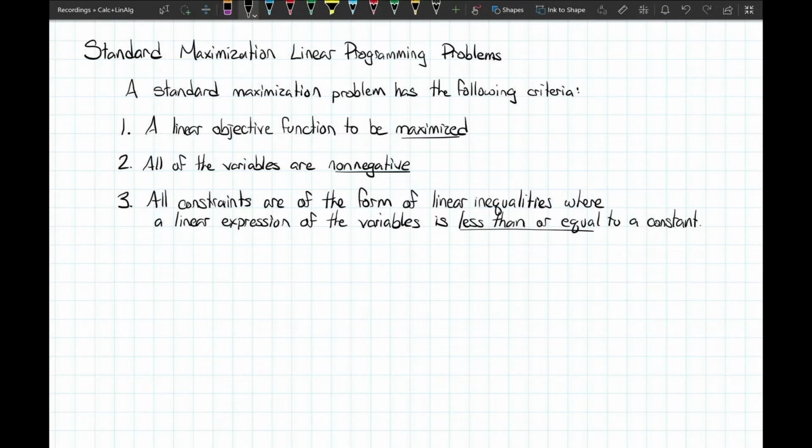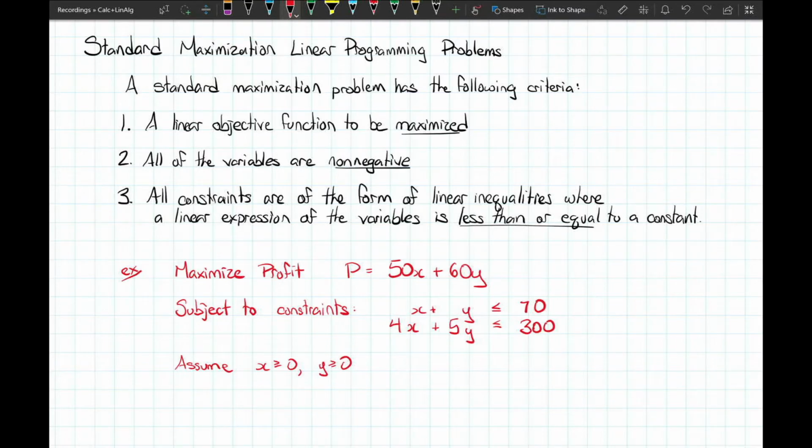Let's just see an example. In this example, let's suppose we wish to maximize profit. Let's suppose that for each x, we get 50 units of profit, and for each y, we get 60 units of profit. And let's suppose our constraints are also linear. The total number of units x plus y cannot exceed 70. And perhaps we have some other constraint that 4x plus 5y cannot exceed 300. Now let's assume, of course, that x and y are greater than or equal to 0, that these are only positive values.